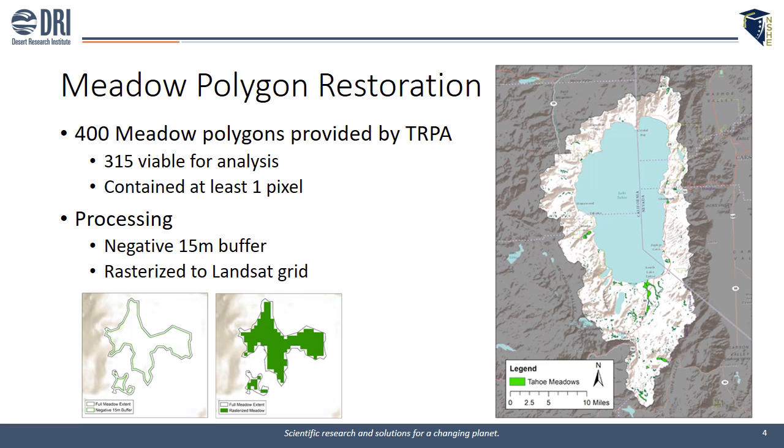And then we took each one of those polygons, we gave it a negative 15-meter buffer. And what that does is it ensures that our Landsat pixels, which are 30 meters, are capturing the meadow itself. That negative 15-meter buffer ensures that at least more than half of each pixel is going to be meadow. And then the next thing we did is rasterize those polygons to match the Landsat grid, so that those meadows are defined along the pixel divisions in the Landsat data.